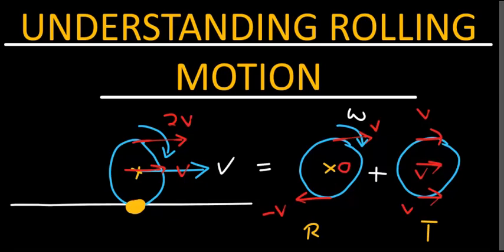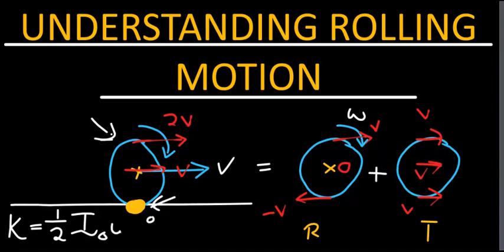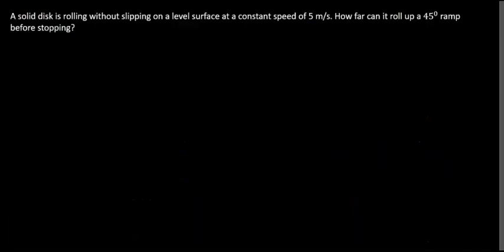So what that means is we can also write the kinetic energy for such a motion in terms of purely rotational kinetic energy as follows. It is half times the moment of inertia of this body about that axis, let's call that axis O, times omega squared, where omega is the angular speed of that rotational motion. So these are two ways of looking at a rolling motion. To understand this process further, let's look at the following problem.